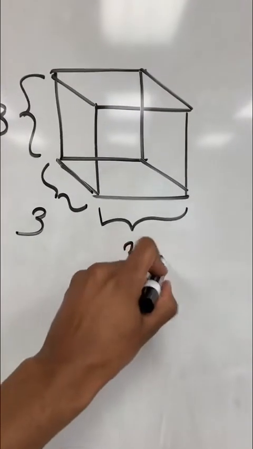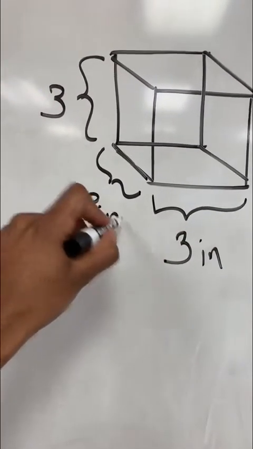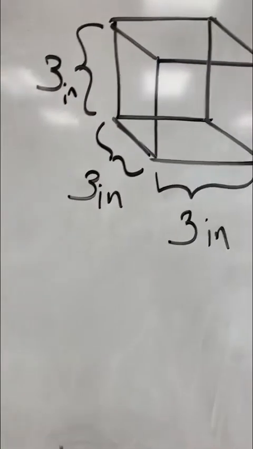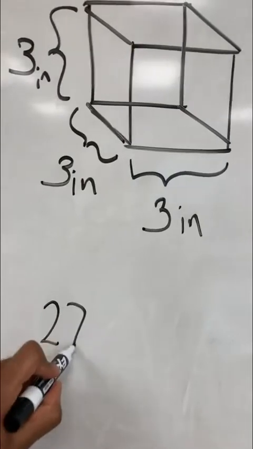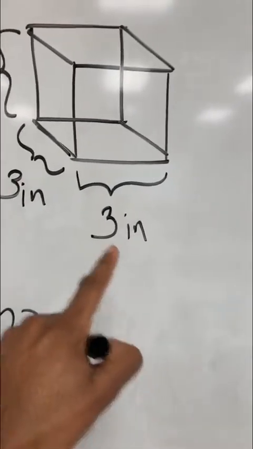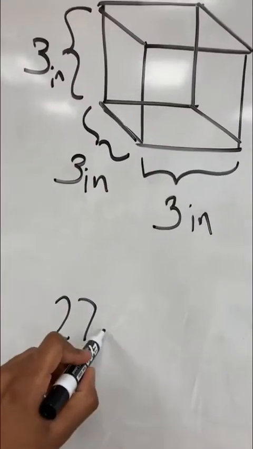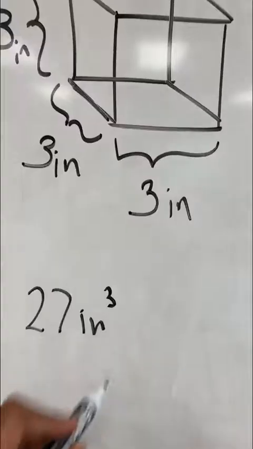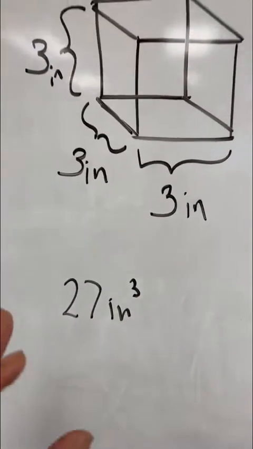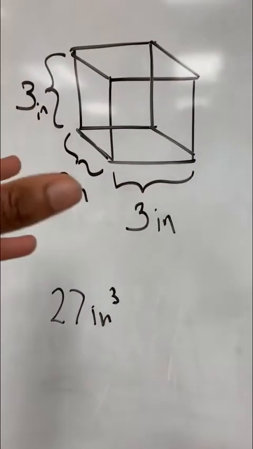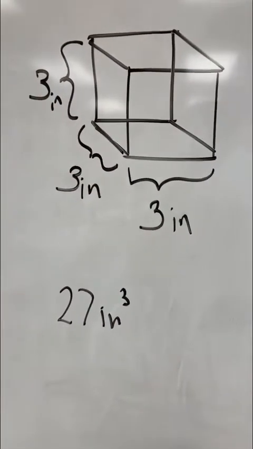So let me put some units on here. What we're looking at is 3 times 3 times 3, which is 27. But then we're looking at inches times inches times inches, and now that's inches cubed. That's why we say third power is cubed, because if we were to turn it into a 3D object, it would be the shape of a cube.